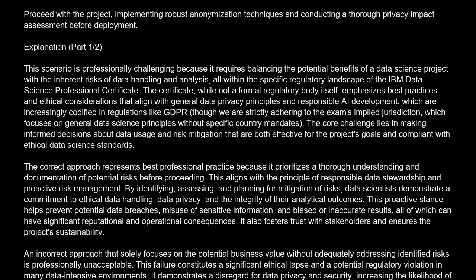By identifying, assessing, and planning for mitigation of risks, data scientists demonstrate a commitment to ethical data handling, data privacy, and the integrity of their analytical outcomes. This proactive stance helps prevent potential data breaches, misuse of sensitive information, and biased or inaccurate results, all of which can have significant reputational and operational consequences. It also fosters trust with stakeholders and ensures the project's sustainability.